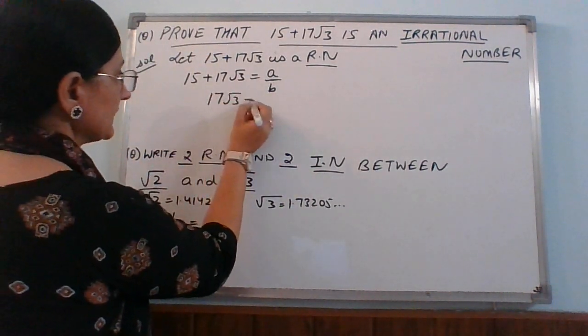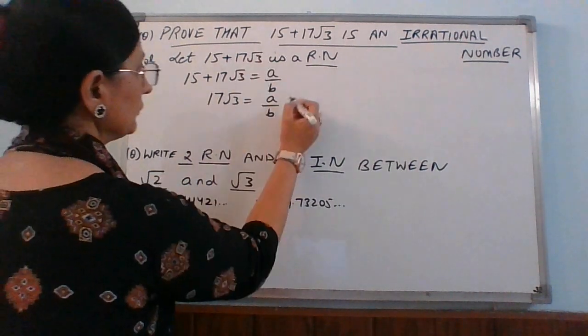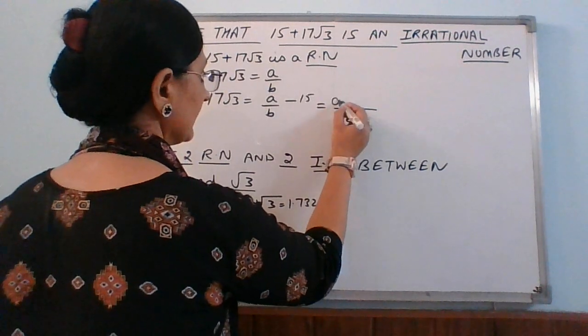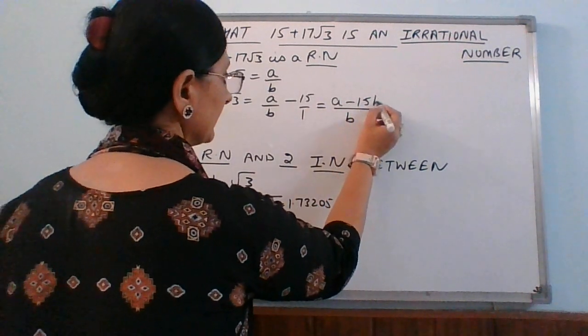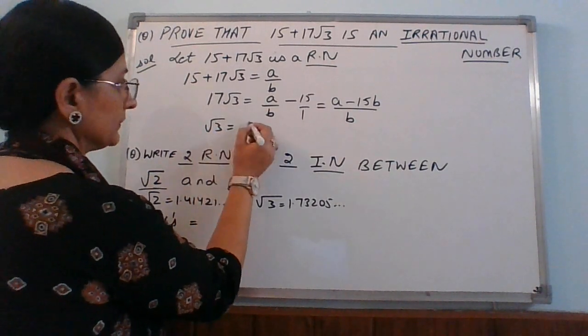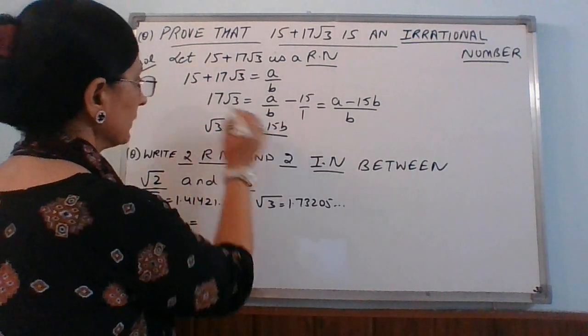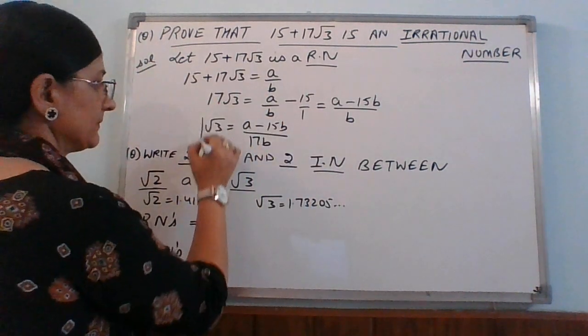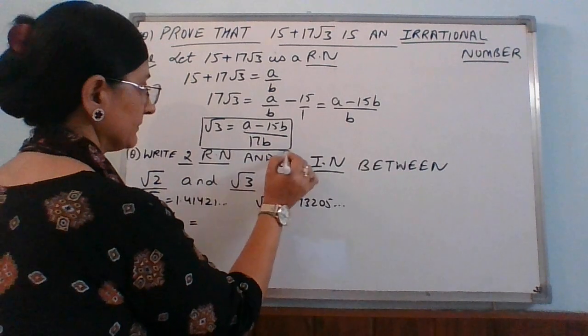17 root 3 remains here, a by b, 15 goes to that side. After simplifying, taking the LCM, here it's 1, it becomes 15b. So root 3 is equal to a minus 15b upon 17b. 17 also comes down here. So this becomes of this type.